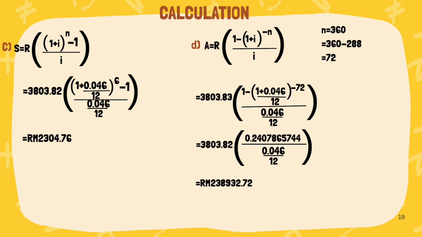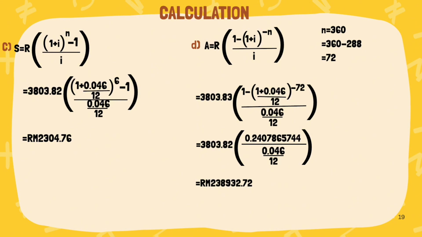Next, we substitute all the given values into the formula. After calculating, the future value of the annuity is 23,047.06, which is 23,047 ringgit and 76 cents. Next, I will explain question 4, part D.